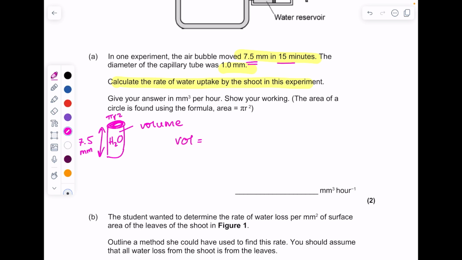So to find the volume, we're doing pi r squared. We were told that the diameter of the capillary tube was 1 millimeter, so the radius is therefore 0.5. So we do pi times the radius squared, multiplied by the length of the capillary tube, which was 7.5. And then we need it per hour, so just multiply 15 minutes by 4. So to two significant figures, our answer is 24.